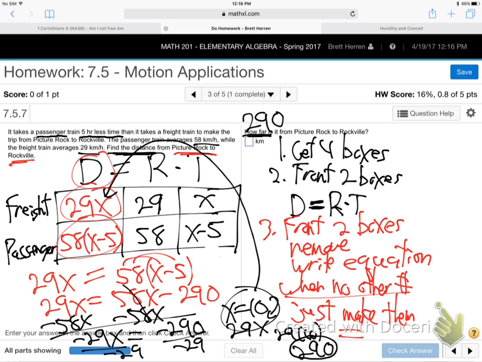So they said 5 less, that's x minus 5, the other one's x. They gave me the two rates. You get the 4 boxes on the right, you multiply to get the distance, because distance equals rate times time. So you multiply, then you grab those out and you set them equal because there's no other numbers. If there's no other numbers, you just set those 2 boxes equal. If there was some other number, I would add them or subtract them to equal that other number.